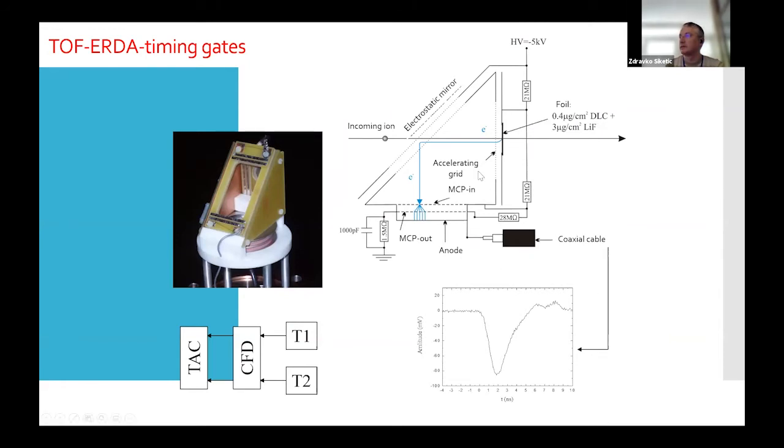The detection and the triggering is also based on the emission of the electrons from the foil. And those electrons are then focused down to the microchannel plate detector, and that produces a signal which is used then for the start. And then at another position, like half a meter away, you have another one for the stop signal of the recoiled particles.